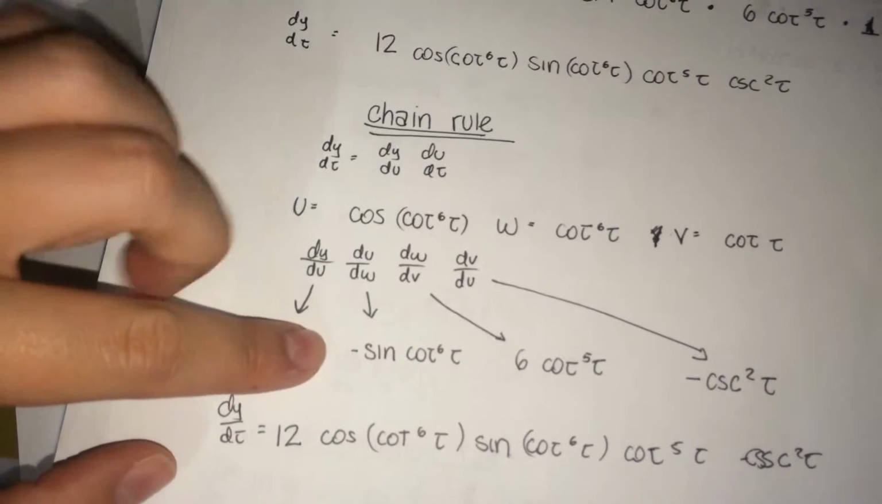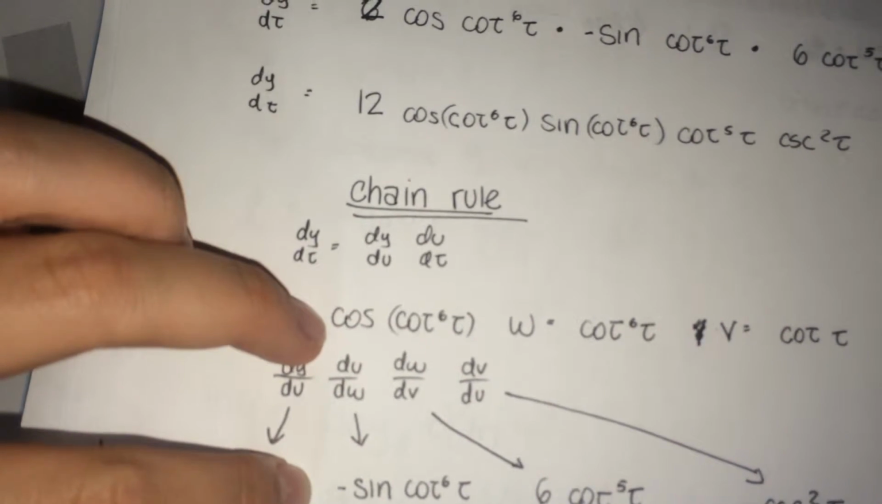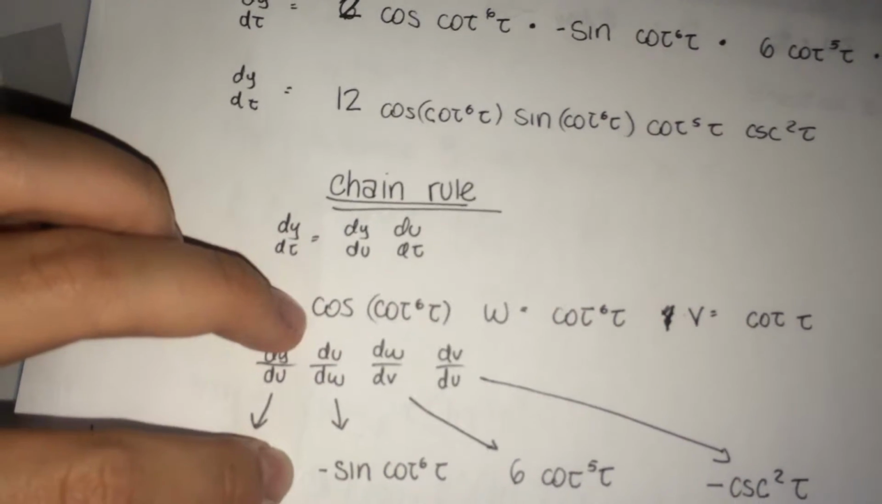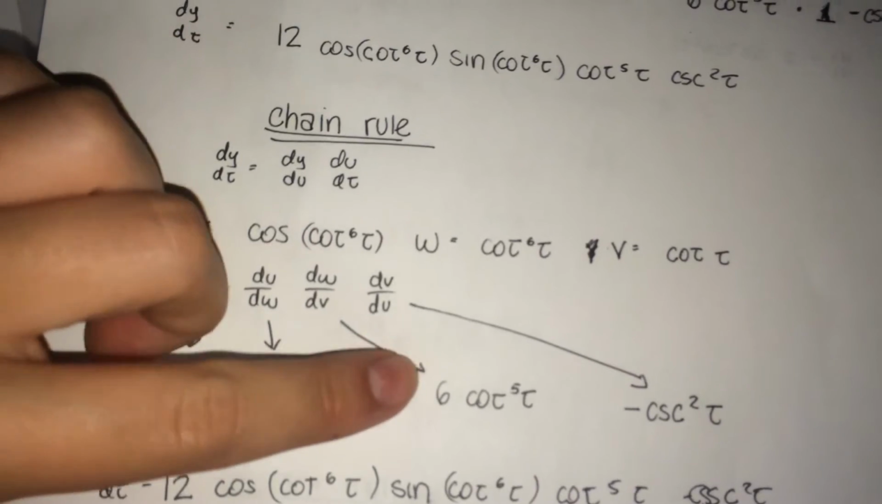The next one is du dw. So remember that u is cosine cotangent 6t and w is cotangent 6t. So we know that the derivative of cosine is negative sine. So in this case, it will be negative sine of cotangent to the power of 6t.